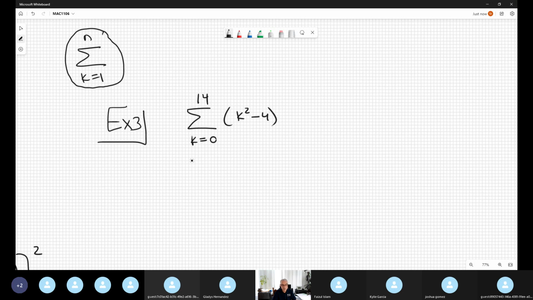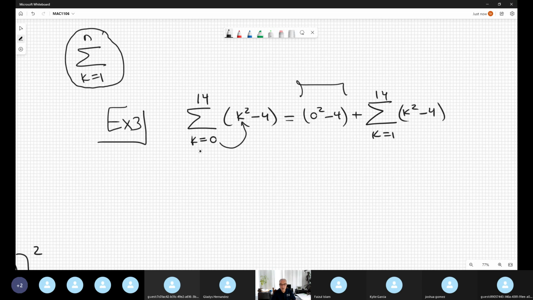that k starts, that is, the starting index variable is 1, not 0. But it's an easy modification because I separate 0 independently. You plug in 0 here. It's 0 squared minus 4, sorry. Plus, now we have the summation from k equals 1 to 14 of k squared minus 4. Do you understand this idea? This was only for k equals 0, and this is only for k greater than 0. So 1, 2, 3, 4, 5, until 14.